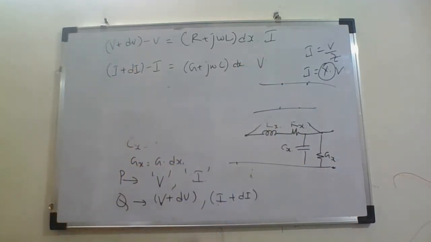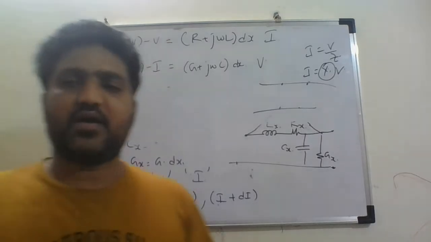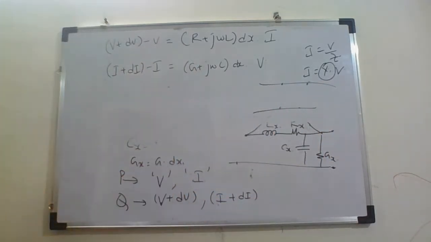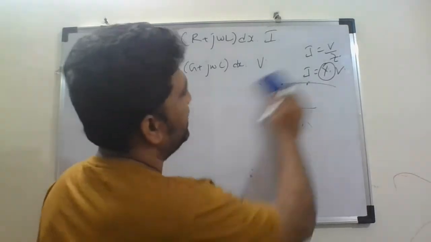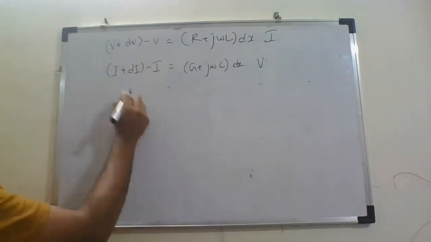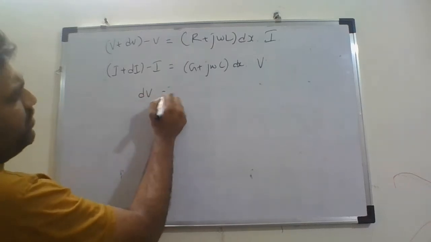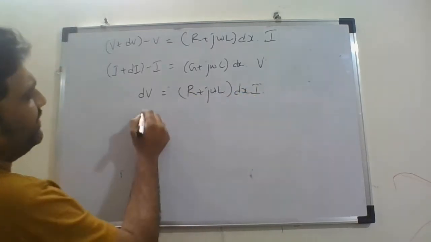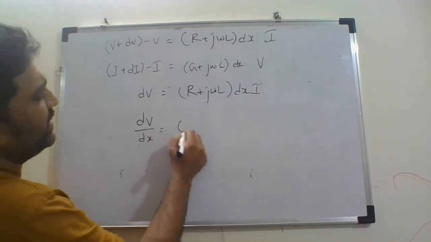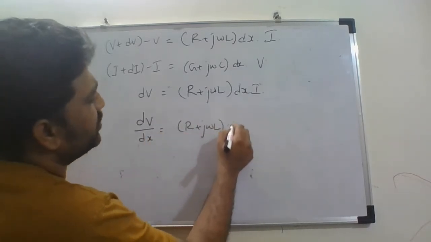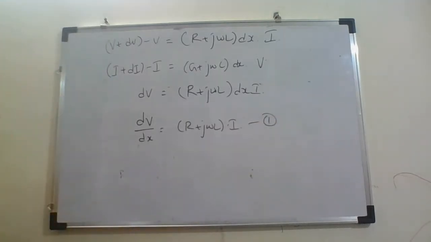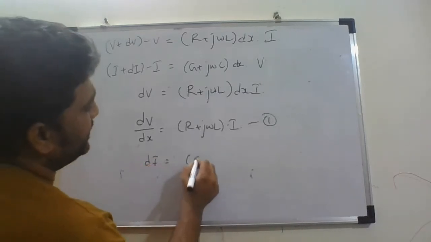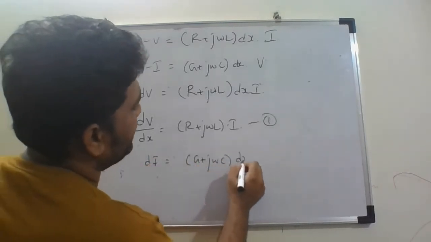So by using the general expressions, V is equal to IR and I is equal to Y into V, we have written the two expressions. From the first equation, I get dV is equal to R plus j omega L into dx into I, or we can also write this as dV by dx is equal to R plus j omega L into I. Let this be equation 1. Similarly, from the current equation, dI is equal to G plus j omega C into dx into V.